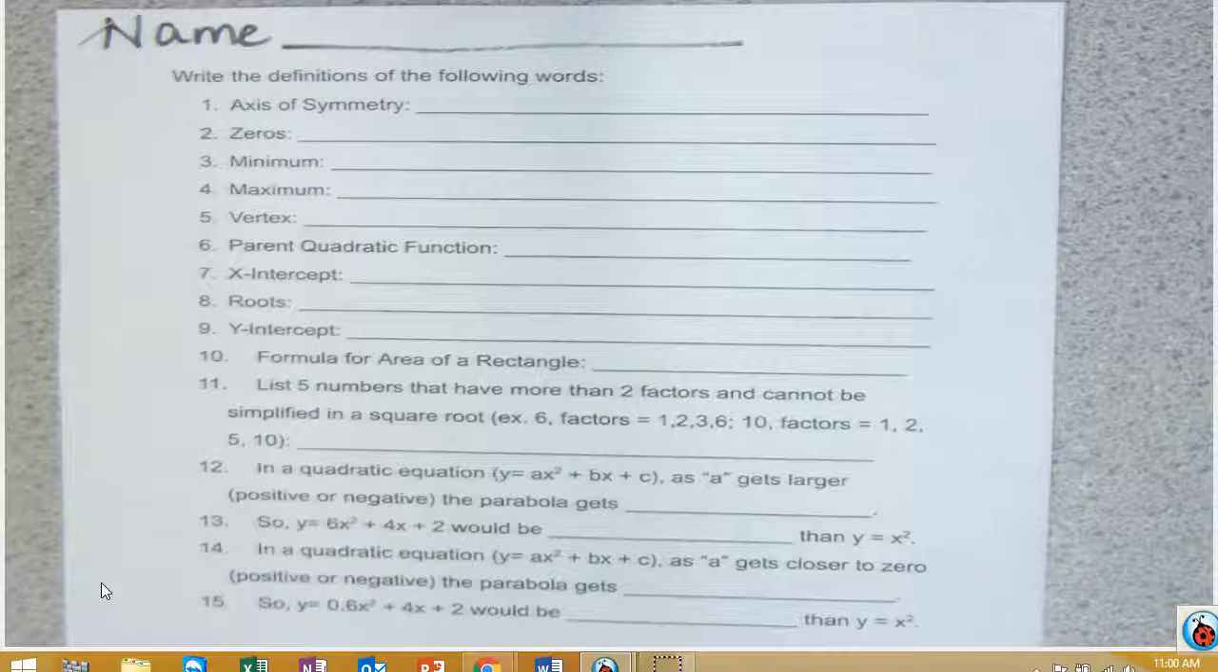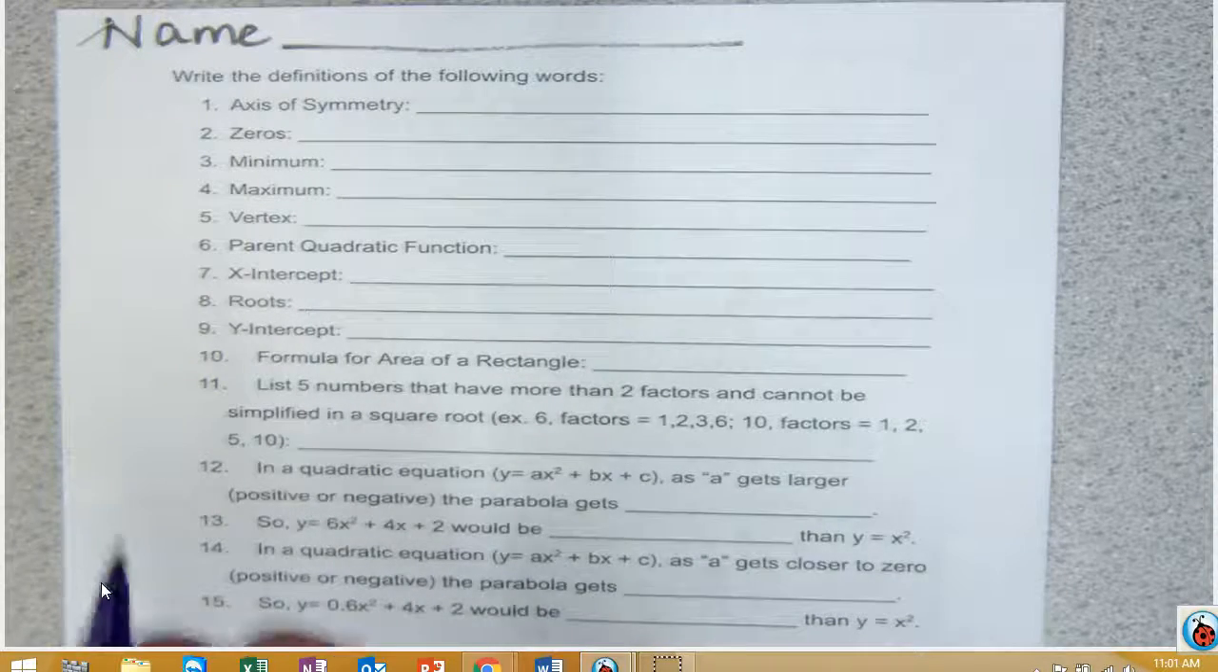Alright guys, here is the review, or one of the reviews for the homework and to get ready for the quadratics, or not the quadratics, the factoring test. So here we go. This is going to help with getting you prepared for the test.